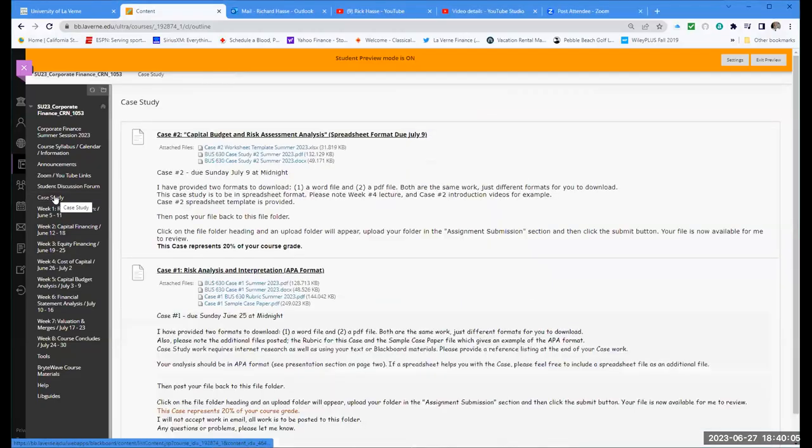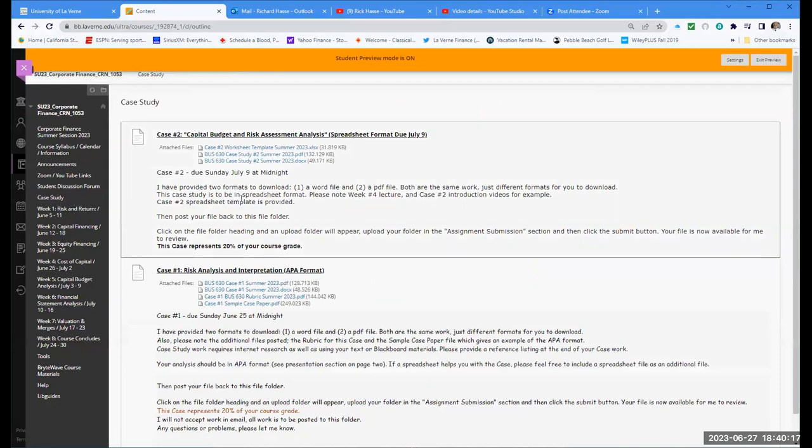Here is case number two. It's been posted to Blackboard again. It's not due till July 9th. Three files are given: the PDF and the Word doc file are both the same files that describe the case, we'll look at that in just a minute, and a template worksheet file where your work should be placed for this case. So all the work is on this worksheet template that I have provided you.